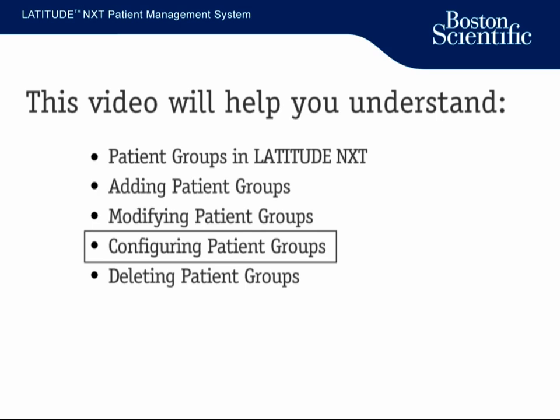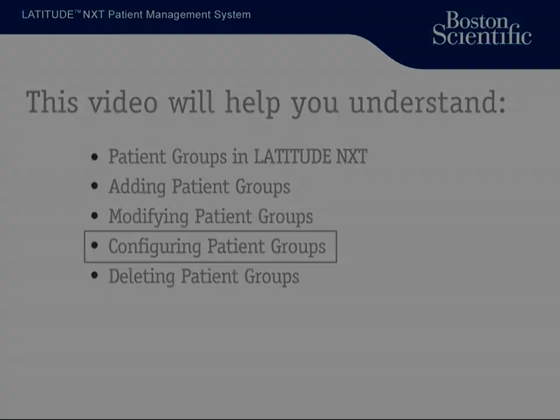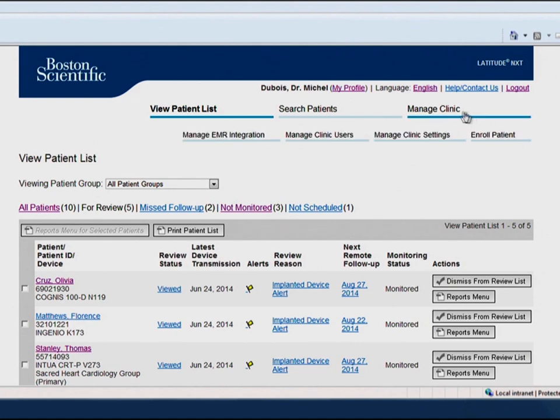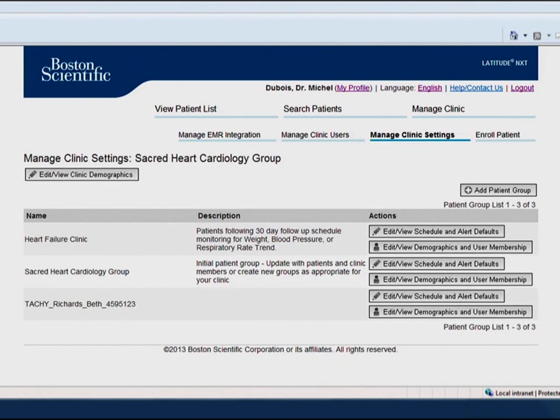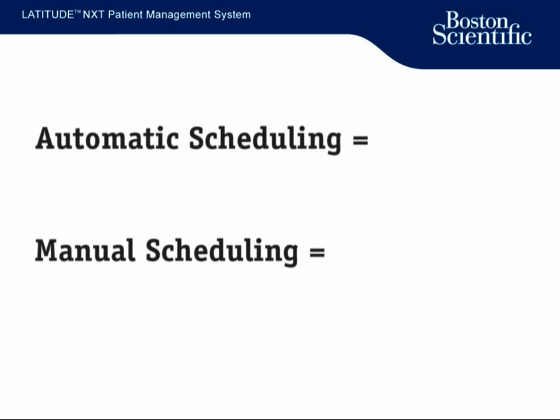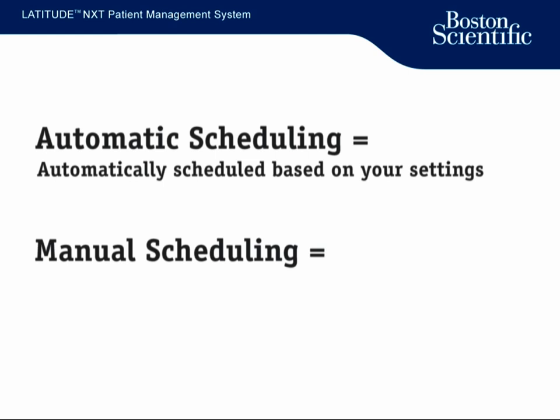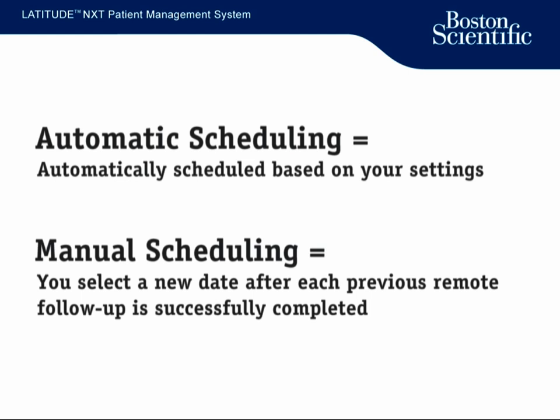Next, we'll show you how to configure your patient groups. Simply hover over Manage Clinic and click on Manage Clinic Settings. From here, click on Edit View Schedule and Alert Defaults. Before we proceed, it's important to note a couple of key differences between automatic and manual scheduling. For automatic scheduling, the next follow-up is automatically scheduled by using the information you set, the configured interval or frequency, and the day of the week. For manual scheduling, you pick a new follow-up date each time the previous one has been completed.